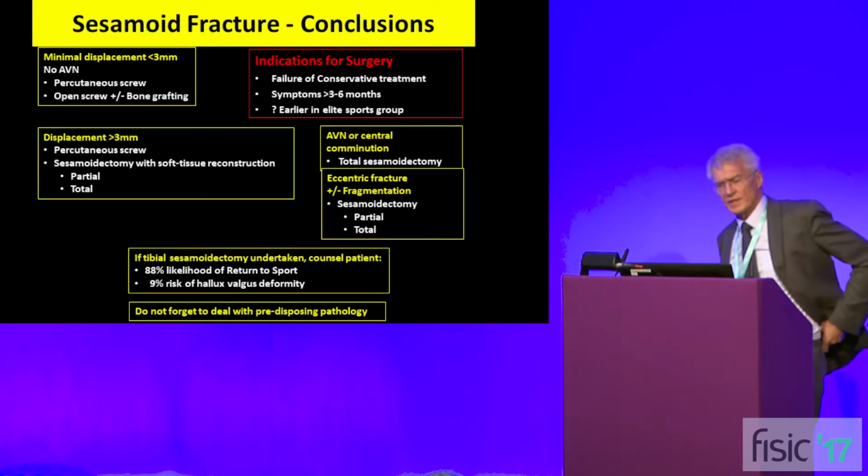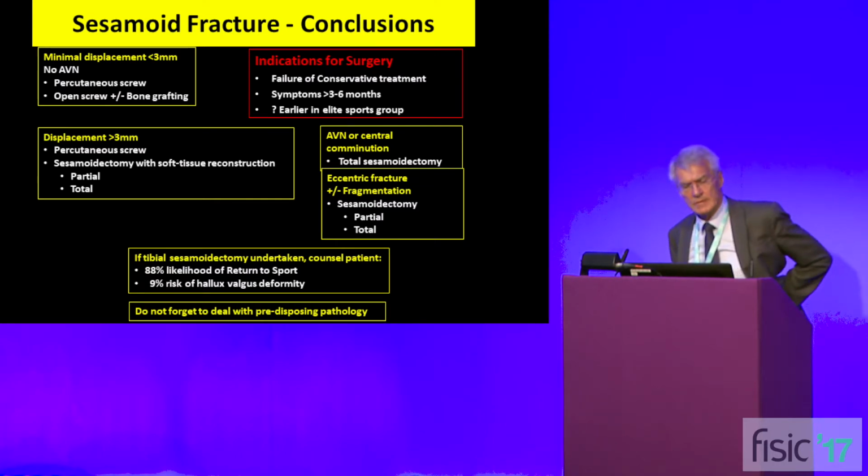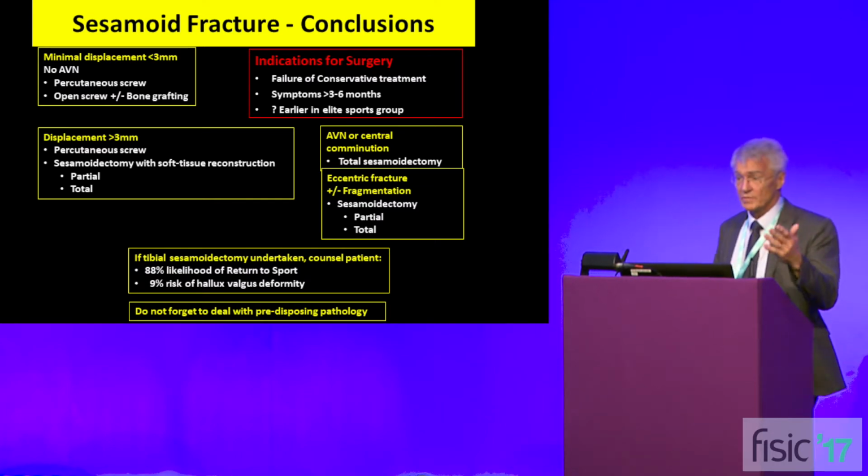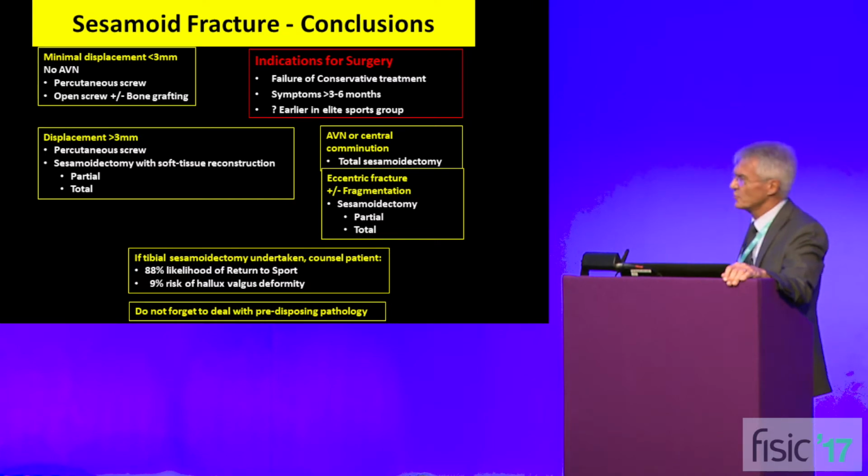So who should have surgery on their sesamoids? As I say, we don't really know. Failure of conservative treatment, and if it's painful, and it's had symptoms for 3 to 6 months. But if you've got a painful sesamoid non-union in an athlete, I suggest you go earlier. If you're feeling brave and it's minimally displaced, no avascular necrosis, then you may go for a percutaneous screw, otherwise open. If the displacement between the bone ends is greater than 3 millimeters, then it's going to be more difficult with a screw, and you may well decide to go for some form of sesamoidectomy.